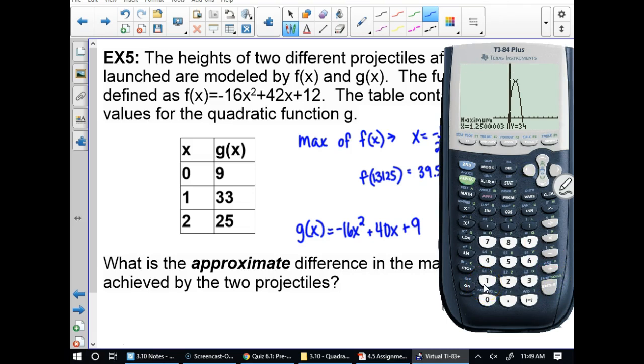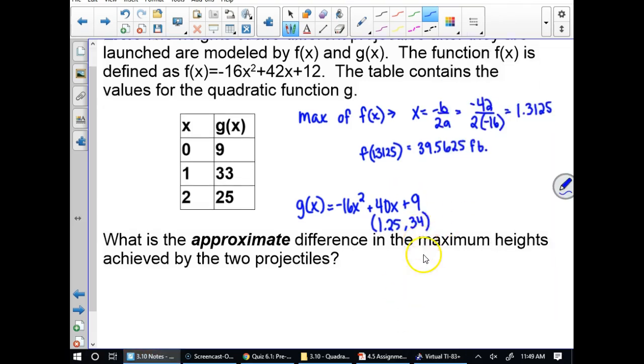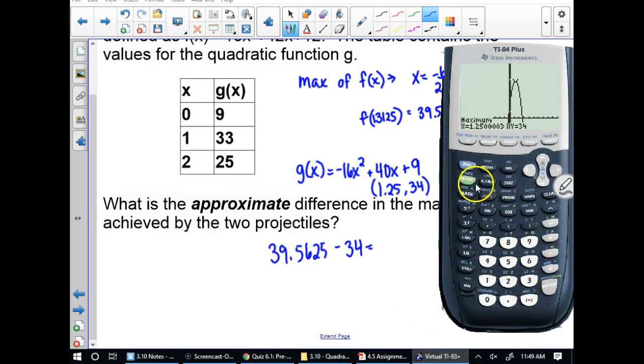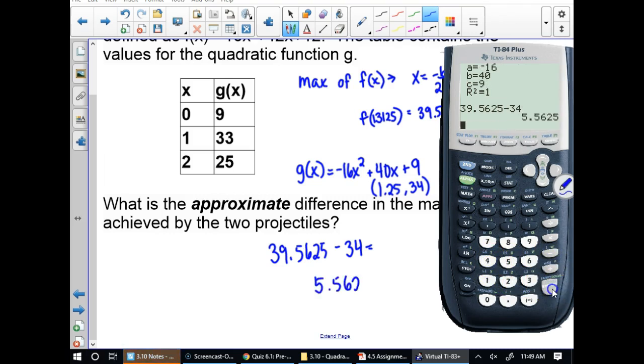So we get 1.25, 34 for this. So the y is my height. So I have 34. So I would do 39.5625 minus the 34. And let's see, 39.5625. I should not be doing this in the calculator. Why am I doing that? 5.5625.